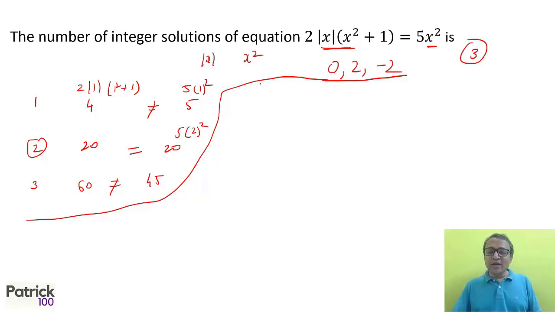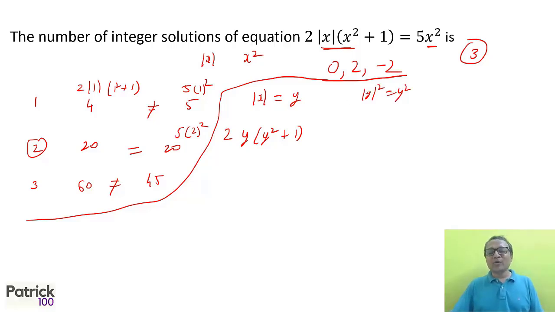Okay. The other way is solving. Here I can put mod x as y, let's say, because whatever value you put, y will remain the same. So I'm putting a positive value. So 2y into y squared plus 1, mod y the whole squared will become y squared itself, so it is equal to 5y squared.